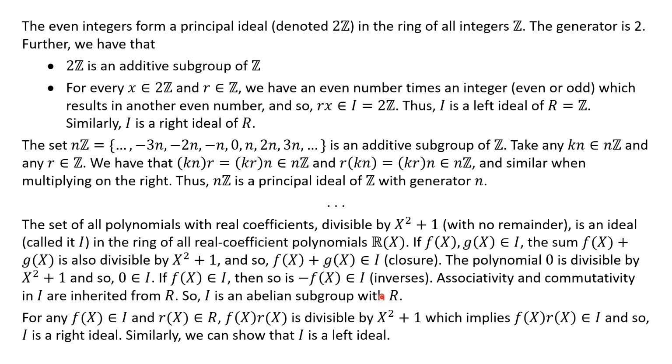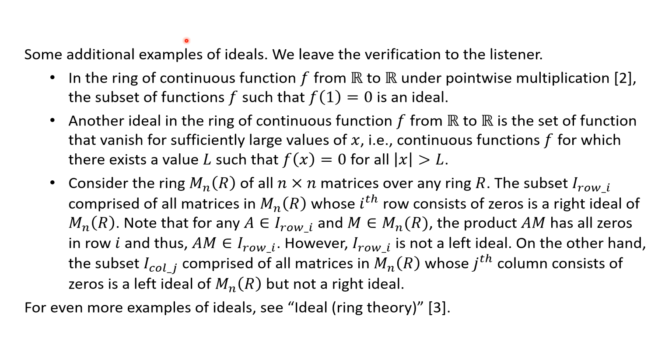Let's continue a little bit more on this topic. I have 3 more examples of ideals on this slide. These are not principal ideals, but just ideals. I'll leave the details to you to verify that each one is a subgroup of the ring, as well as having the absorbing property. So the first example: in the ring of continuous functions from R to R, from the real numbers to the real numbers, under pointwise multiplication, the subset of functions f such that f(1) equals 0 is an ideal.